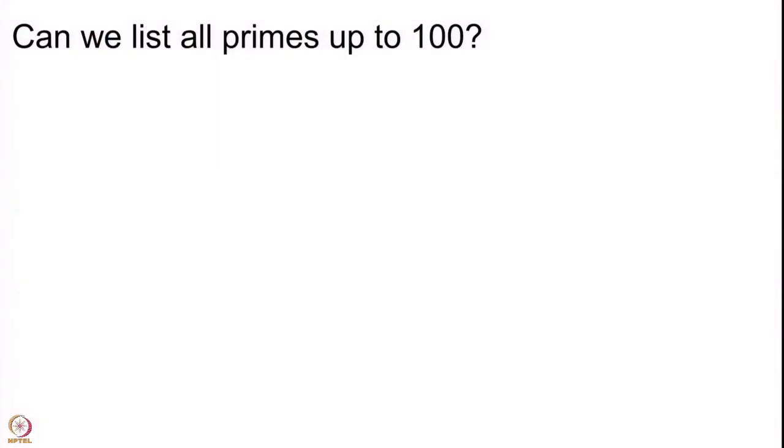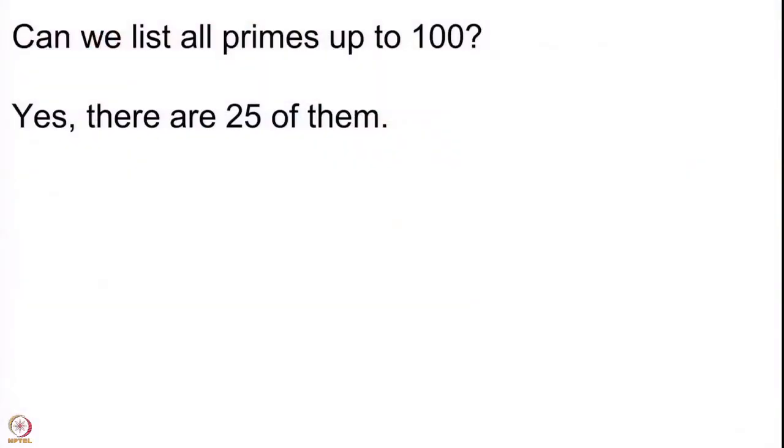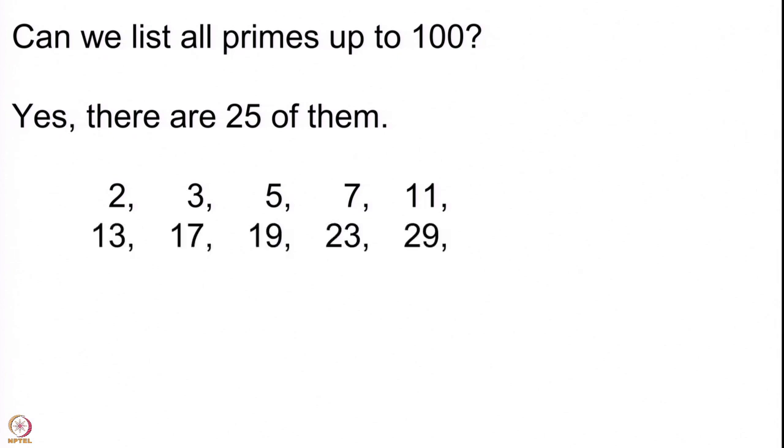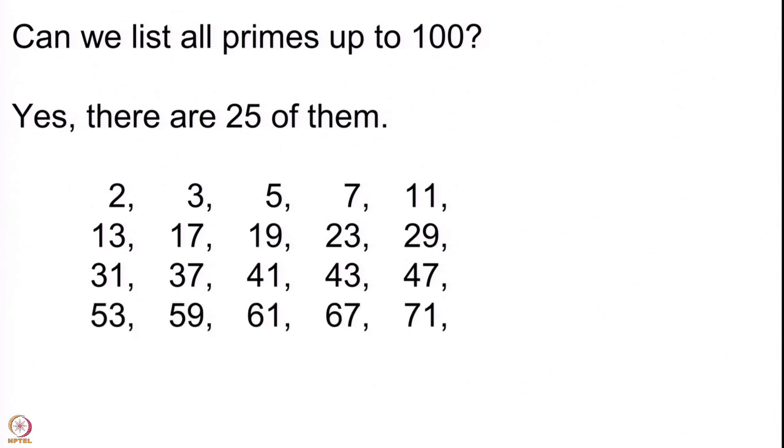Can we list all primes up to 100? Well, the way we have done so far, this should be a work which is possible. So, yes, there are 25 of them. Can we list them all? 2, 3, 5, 7, 11. This is the next bunch. This is the next bunch. This is the next and this is the last bunch. So, these are exactly the primes up to 100.